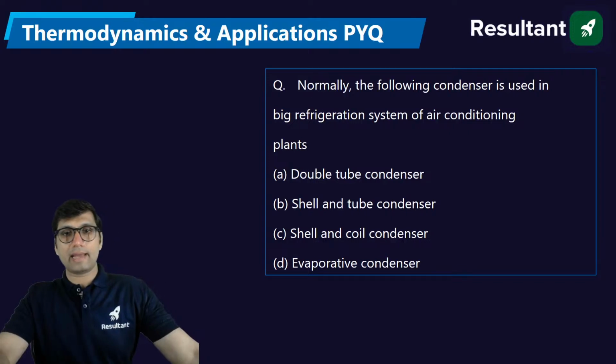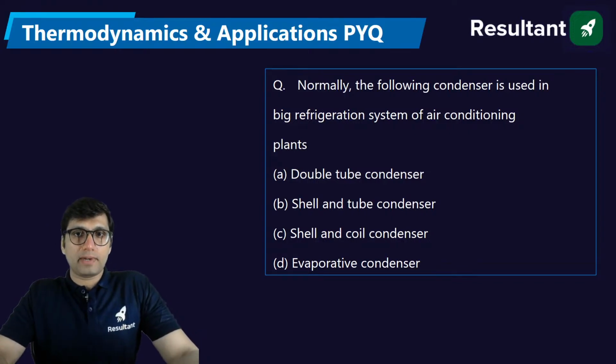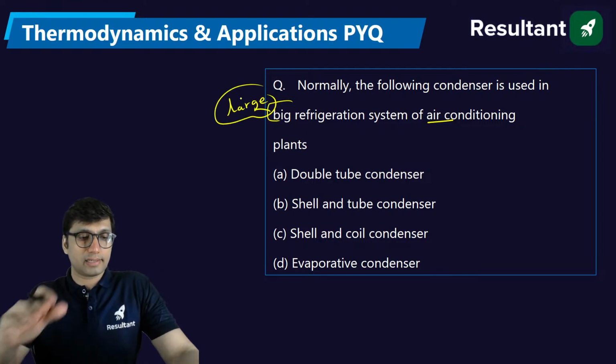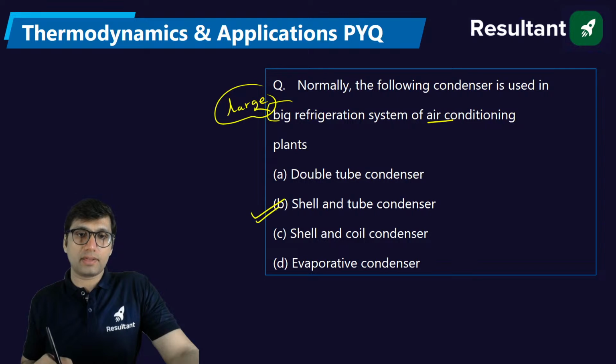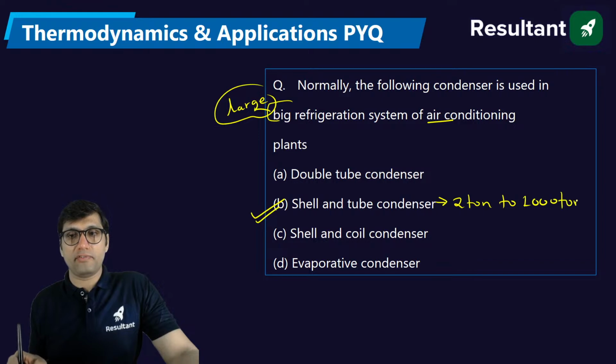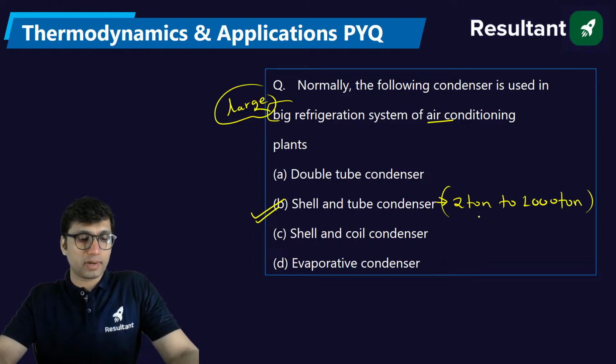Next, normally the following condenser is used in the big refrigeration systems of air conditioning plants. When we say large refrigeration systems and large central air conditioning, which type of condenser will be used? Shell and tube condenser. Shell and tube condensers have a large cooling capacity, from 2 tons to 1000 tons.